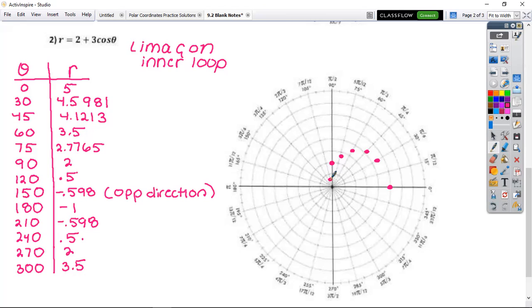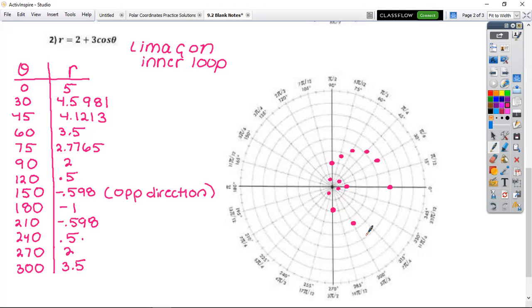And then I have 150 and -0.598. So you're going to go opposite direction. That's like over here somewhere. I have 180 and -1, opposite direction like this. I have 210 and again opposite direction. That's kind of like in here somewhere. I have 240 and 0.5. That's like in here somewhere. I have 270 and 2. Finally an easy one. And then I have 300 and 3.5. So 1, 2, 3.5 like this.